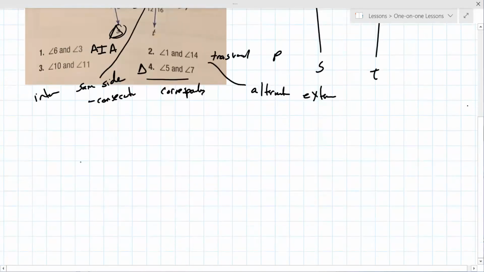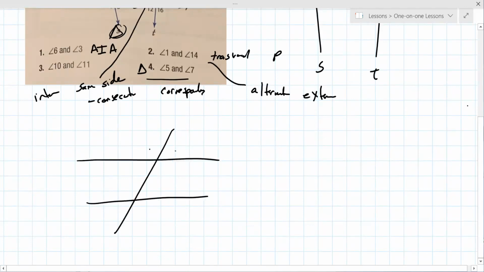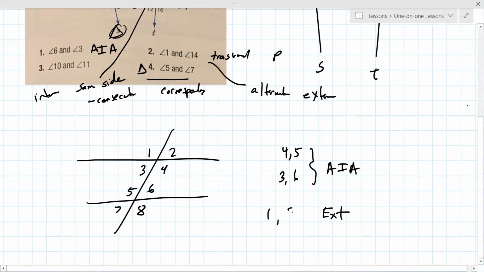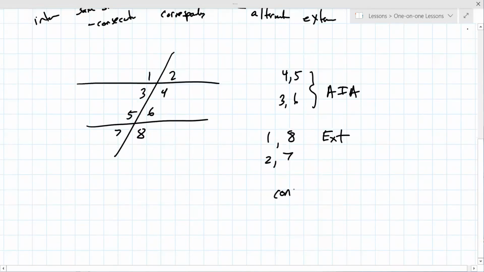Generally, what you have here is if you have 1, 2, 3, 4, 5, 6, 7, and 8, then 4 and 5, 3 and 6, these are both alternate interior angles. The exterior angles would be 1 with 8 and 2 with 7. Okay, and then consecutive would be angles like 3 and 5, 4 and 6. Do you see how they're on the same side of the transversal?